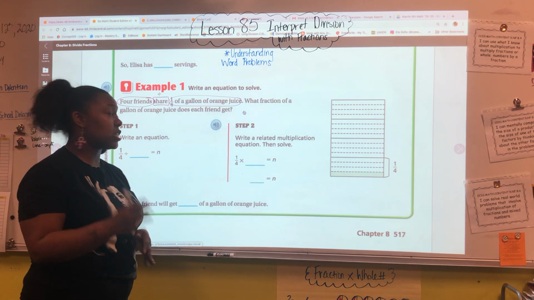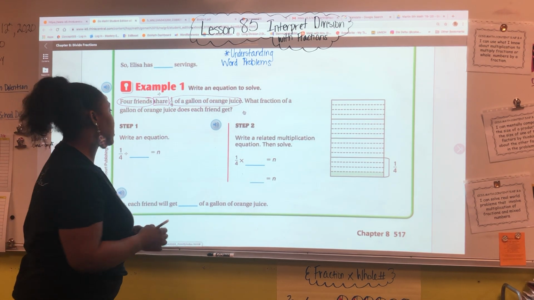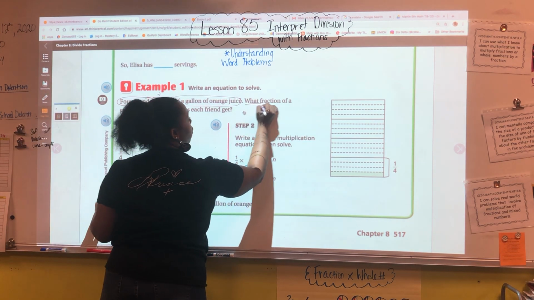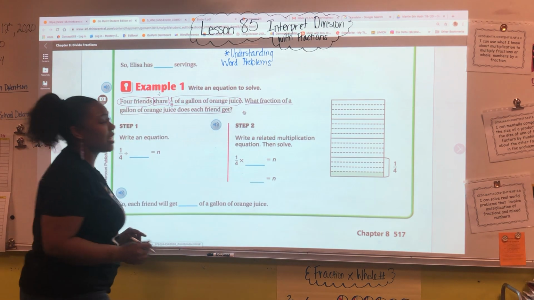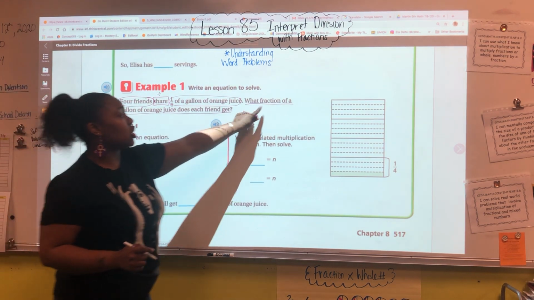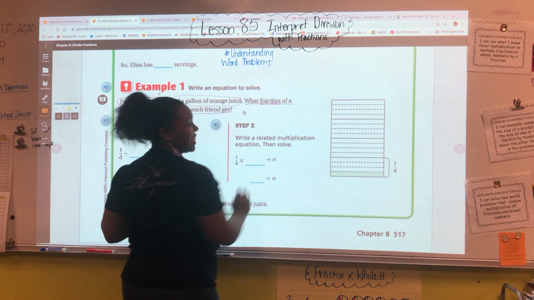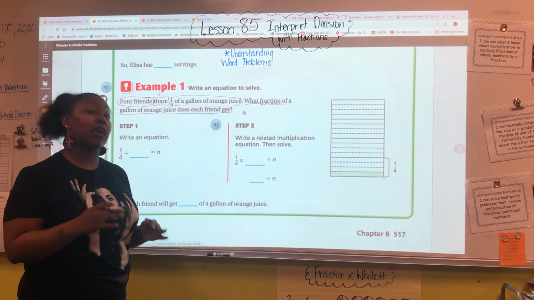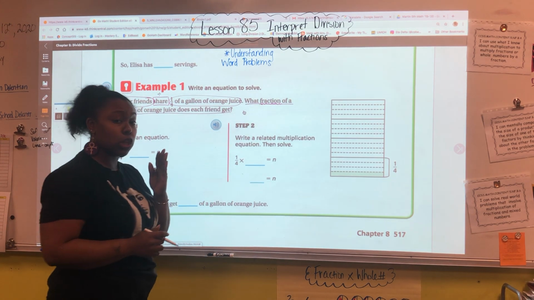But it's not that the biggest number goes first. That's not how it works. You have to think about, what did we start with? That's what we're actually asking. Because our question says, what fraction of a gallon of orange juice does each friend get? Okay, so we should know that our answer is going to be a fraction. It's not going to be a whole number. It's going to be a fraction because they asked us what fraction. So that's our first clue.